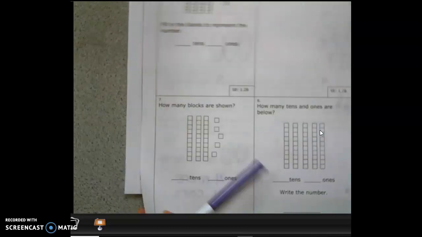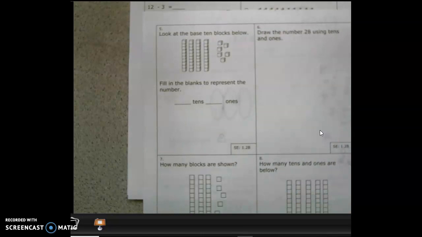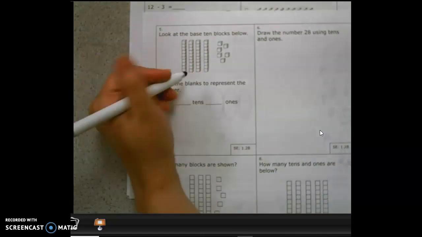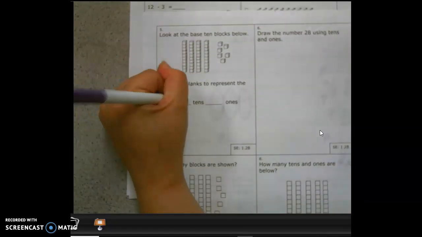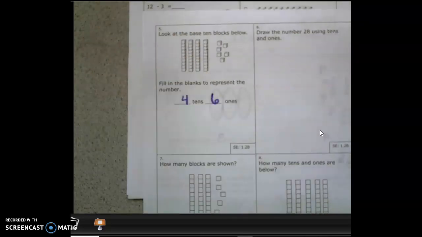Flip it to the back. Look at the base 10 blocks below. Fill in the blanks to represent the number. So we're going to say 1, 2, 3, 4. I have 4 groups of 10, and I have 1, 2, 3, 4, 5, 6, 6 ones, just like that.